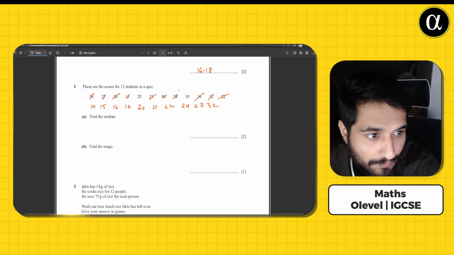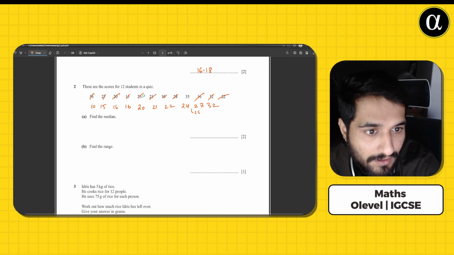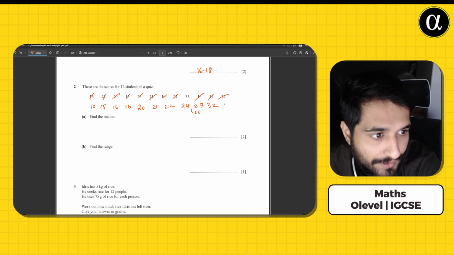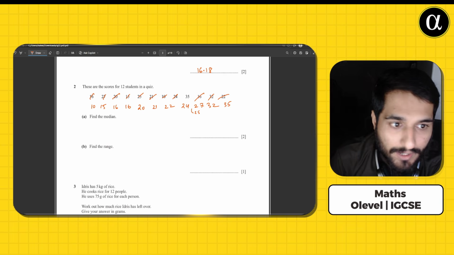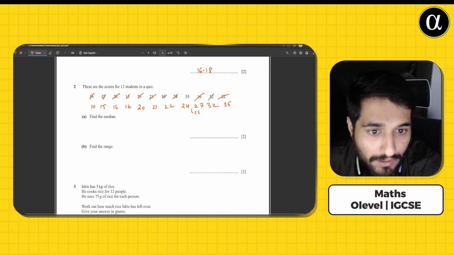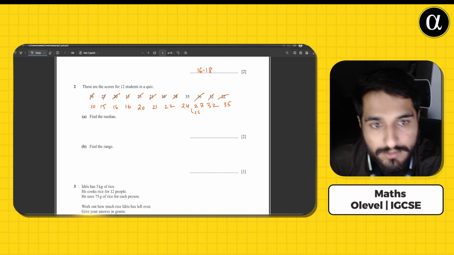And actually we had 25 in between as well, so somewhere here we will be having 25, and lastly we have 35. Now just make sure that you have counted these correctly. So we'll count this once: 1, 2, 3, 4, 5, 6, 7, 8, 9, 10, 11, 12. So you have 12 numbers and we're supposed to find the median.